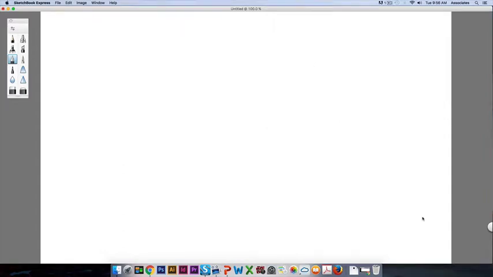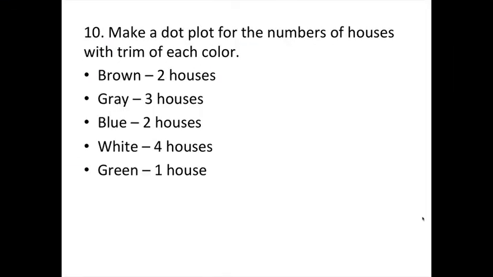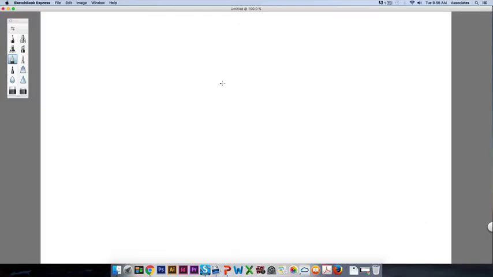All right, let's clear this out. Let's go back to our PowerPoint. Let's go on to number 10. It wants us to make a dot plot for these houses with trim of each color. So let's go to our slates. Remember, on a dot plot, we need to put our label of our graph: houses, trim, color.